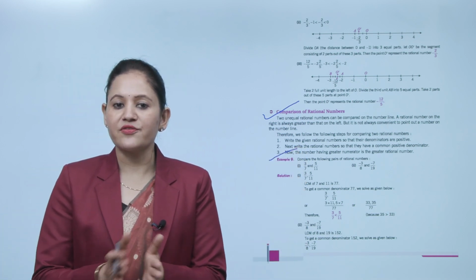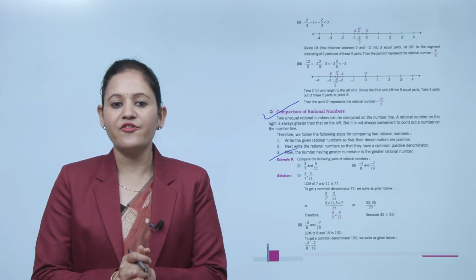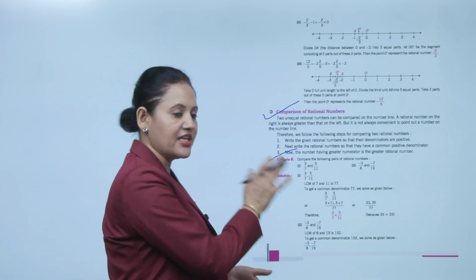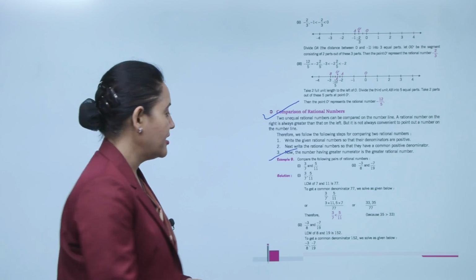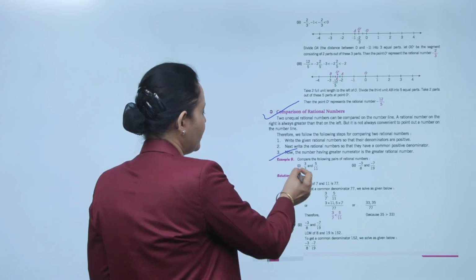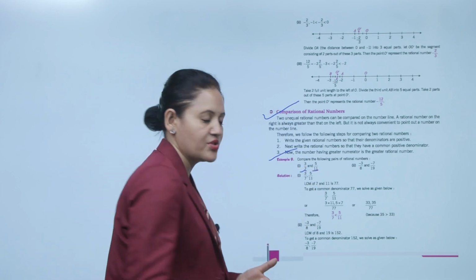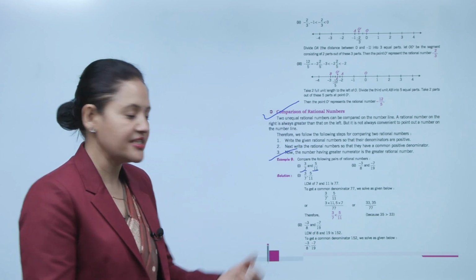Compare the following pair of rational numbers: 3 by 7 and 5 by 11. Both are having the positive denominator. So first, what we'll do? We'll make the denominator the same. So we'll take the LCM of 7 and 11, that is 77.